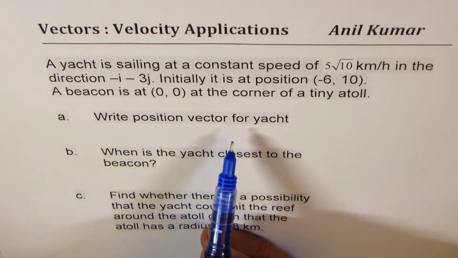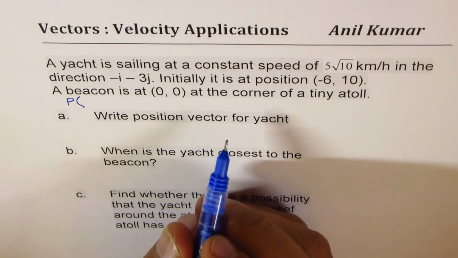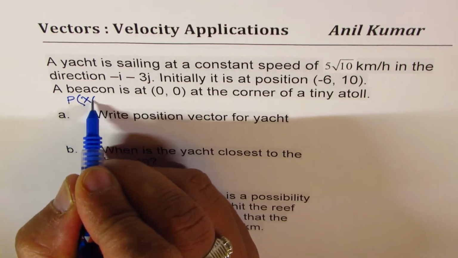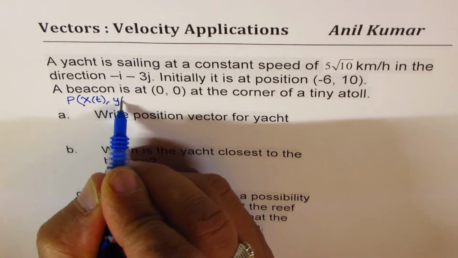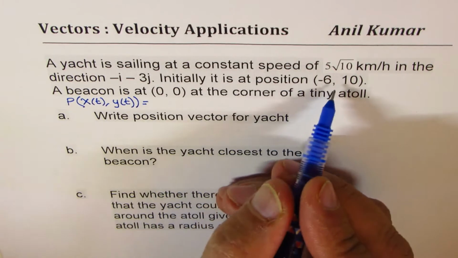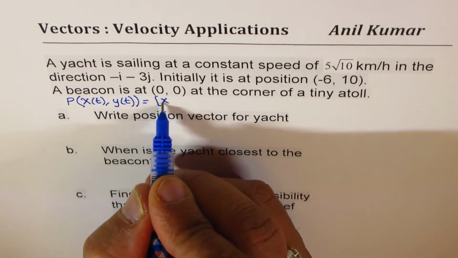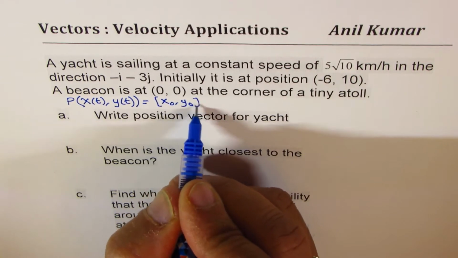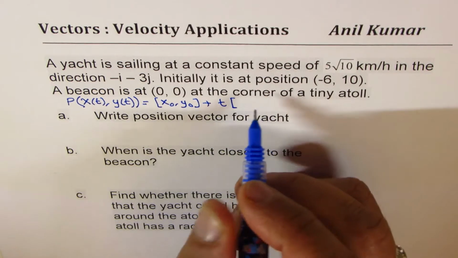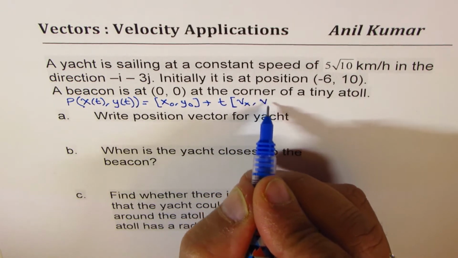We have to write the position vector. Position vector is actually a function of x and y. So we can say x of t, y of t is equal to the initial position, which is given to us, but in general I'll write this as x0, y0 plus t times the velocity. Velocity in x direction and in y direction, right?